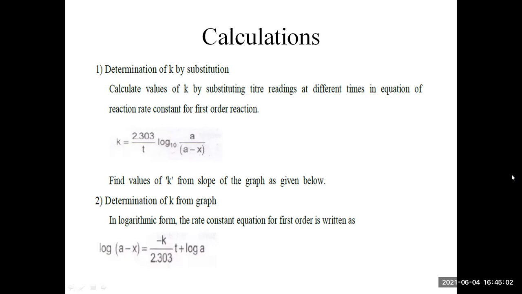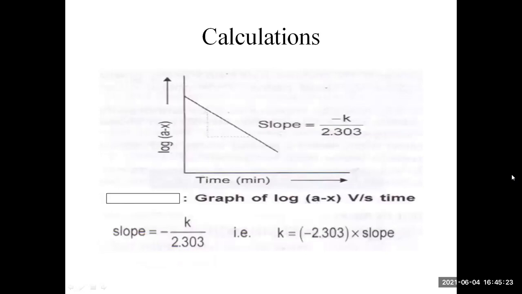Determination of K from graph. In logarithmic form, the rate constant equation for first order reaction is written as log A minus x is equal to minus K upon 2.303 t plus log A. Plot the graph log A minus x versus time in minutes.